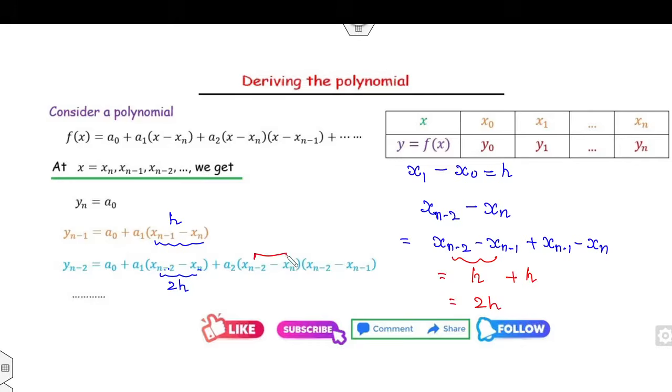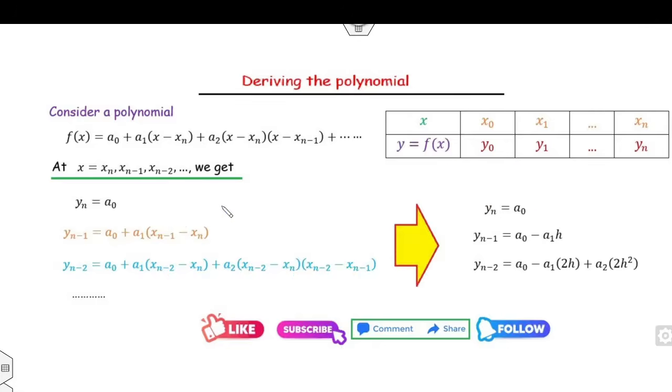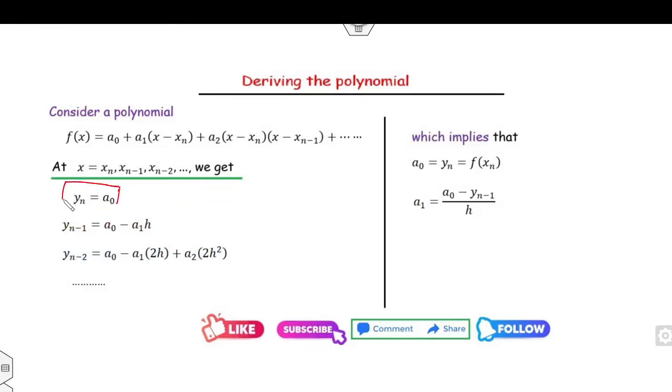Similarly, again you can see this is xn, this is xn minus 2, the difference is twice, so I call it 2h. You can see the difference is 1, so this is h. So I can substitute this value. We can obtain this a0, this quantity h, this number 2h, this number 2h into h, so that is 2h square. So from this expression, can you find the value of a0? Can you find the value of a1 and so on? Clearly from this I can obtain the value of a0, that is yn.